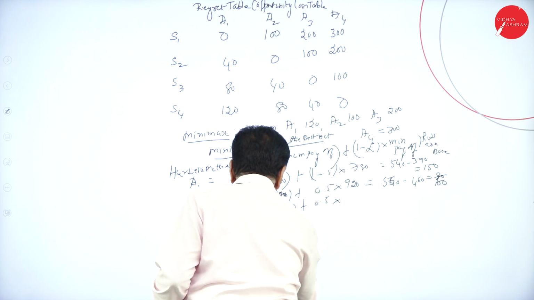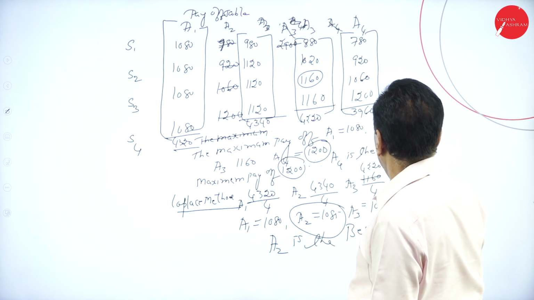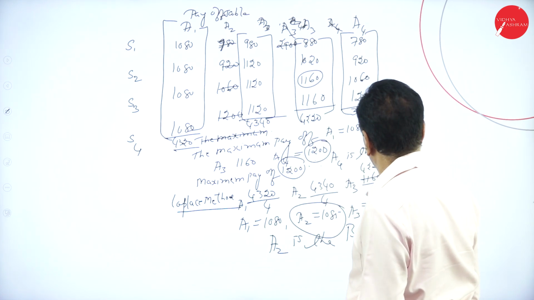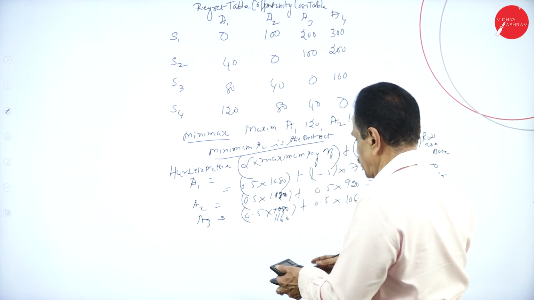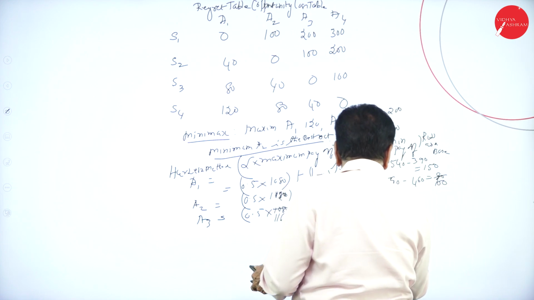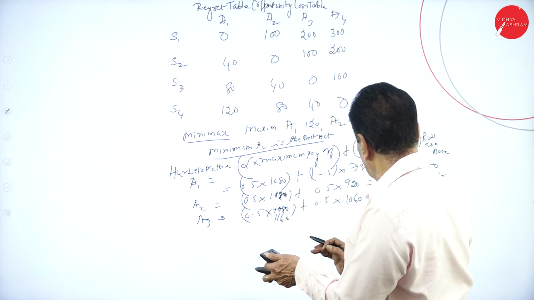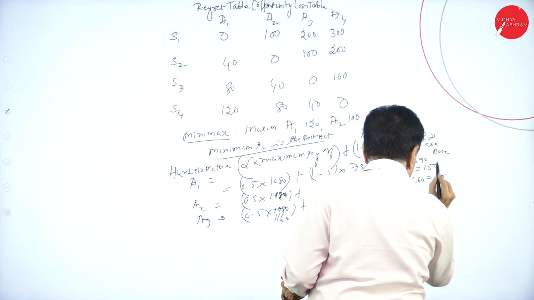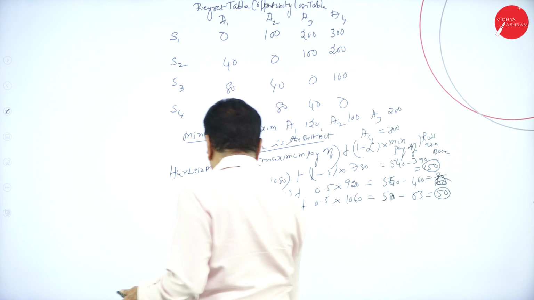Next, third row: maximum 1160, minimum 1060. So 1160 into 0.5, 580, minus 1060 into 0.5, 530. It comes to 50. First one, 150.